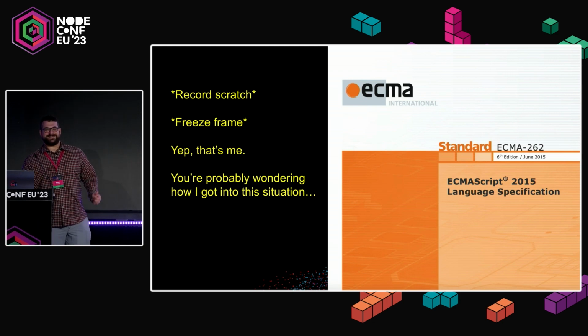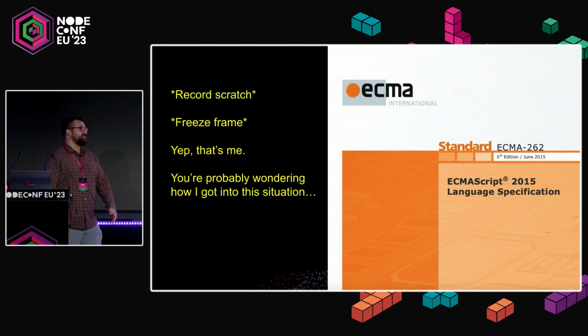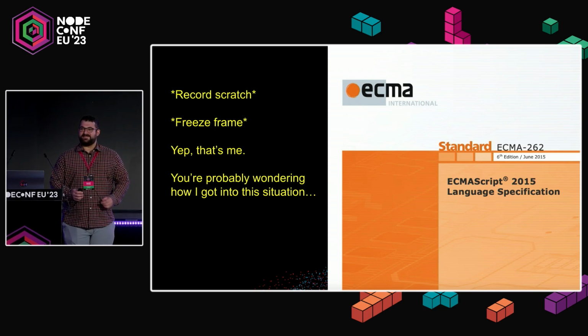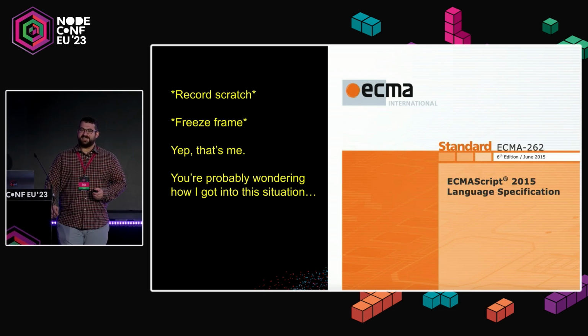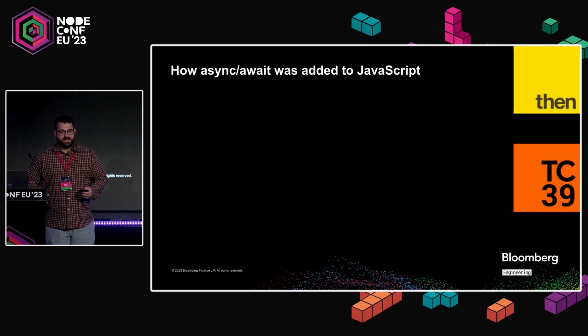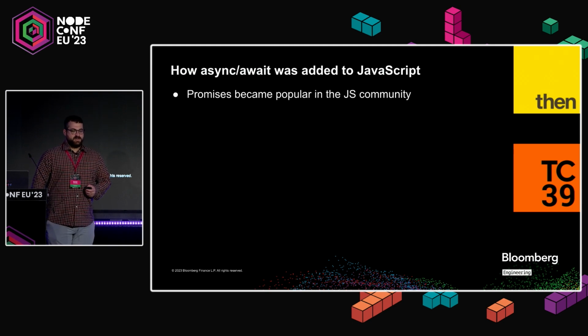Oh, record scratch, freeze frame. Oh, that's me, the JavaScript standard. How did we get here? Why are we in this situation where monkey patching doesn't work and where the APMs are broken? Well, let's talk about how async await was added to JavaScript.